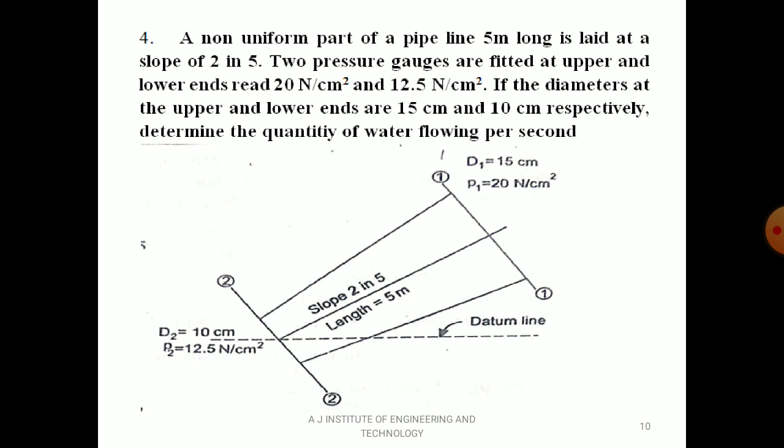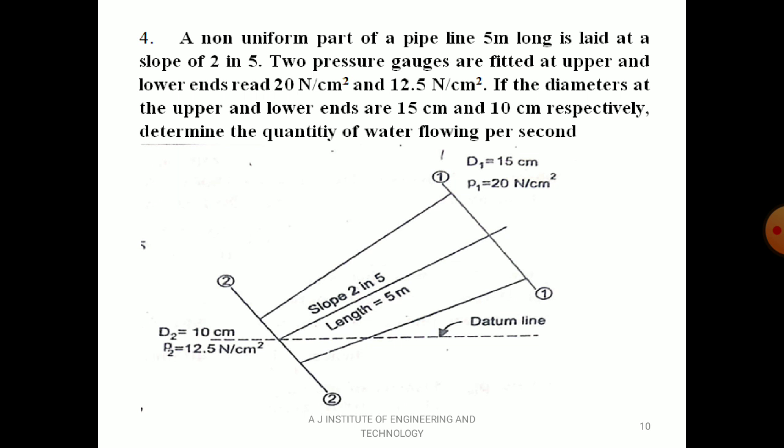You can ask one question here: why maintain one section above and two section below? It is just for time's sake. You can take one at the upper end and two at the lower end, or you can take it in reverse also, but in most cases we take 1 above and 2 below, unless they mention otherwise in the problem.